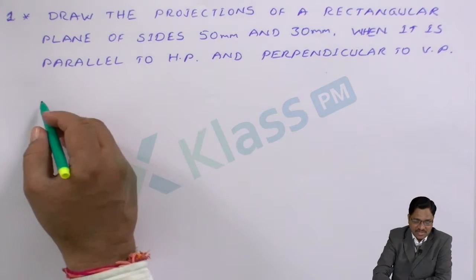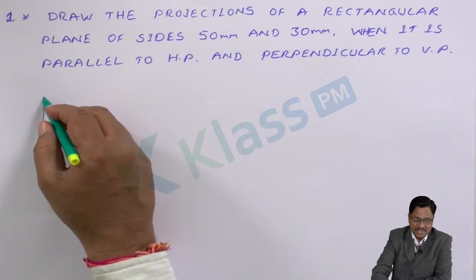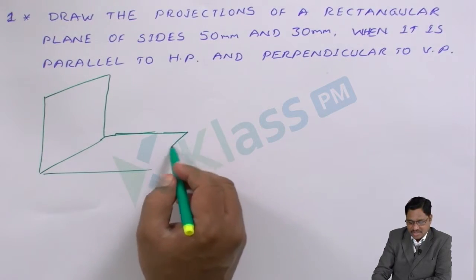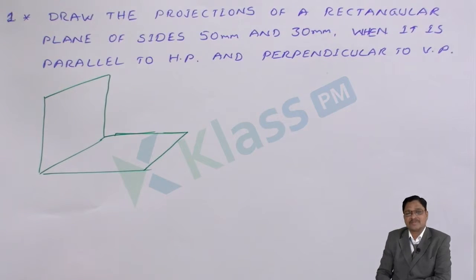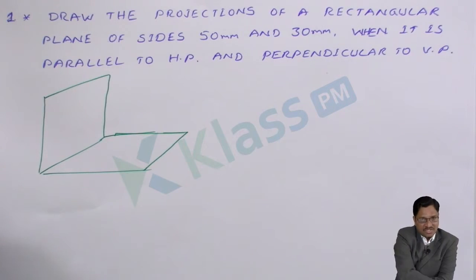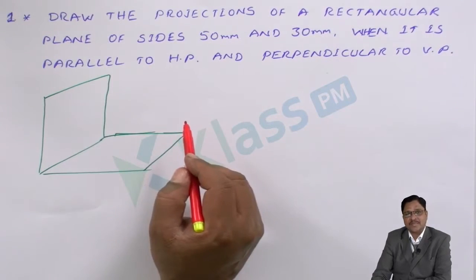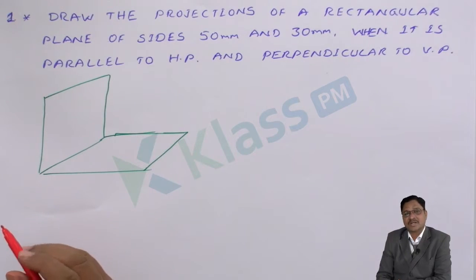So for that, let me consider a plane representation. Please keep in mind that from here onwards, almost all the problems are related to first angle, that is, above the horizontal plane and in front of the vertical plane. So now you have to imagine the position of the plane as per the statement: parallel to HP. Whenever it is parallel to HP, automatically it will be perpendicular to the VP.